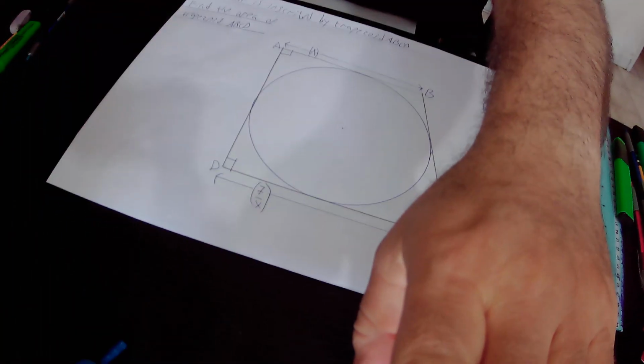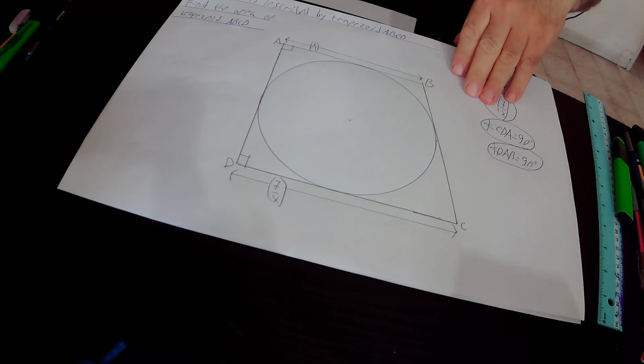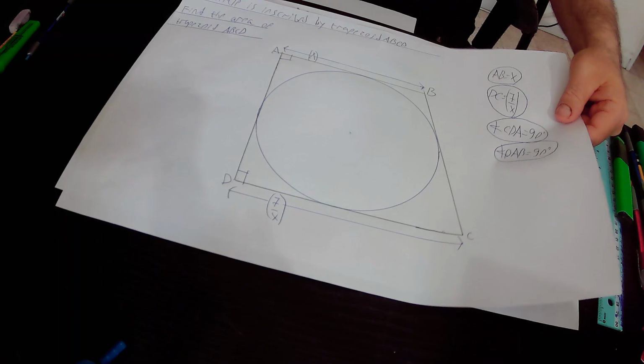Now, in this lecture, we'll answer two questions. In the first question, we'll find the area of this trapezoid ABCD. And in the second question, we'll find the area of this green shape that is inside rectangle ABCD. So, we start with the first question.